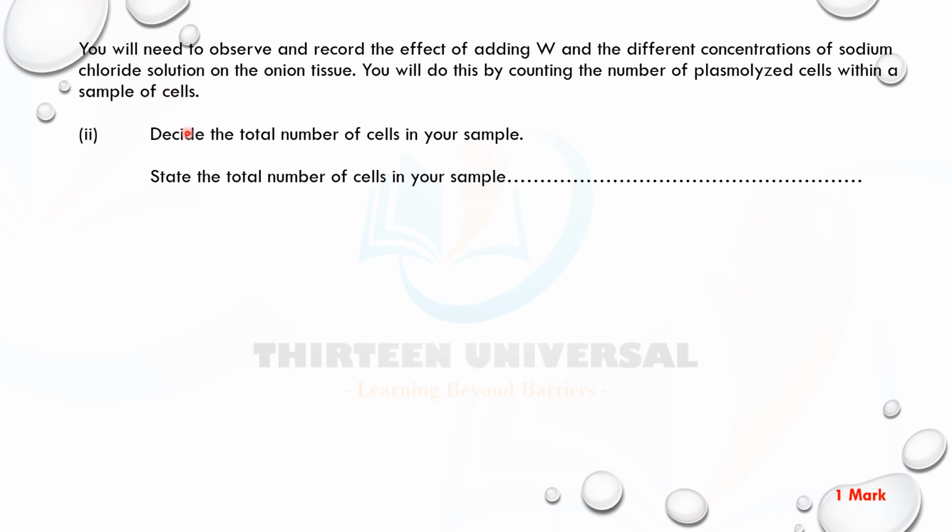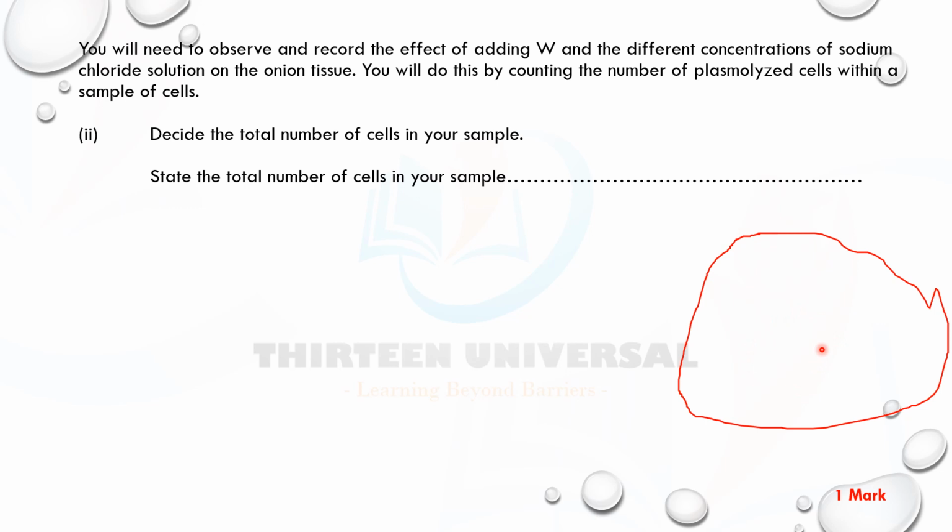Decide the total number of cells in your sample for W. State the total number of cells in your sample. So when you're working on this, remember that in your microscope there's always what we call the microscopic field of view. That's the circle of light you see. So in this circle of light you see using your microscope, you see the cells here, you count the number of cells. Once you put W, they say decide the total number of cells in your sample.